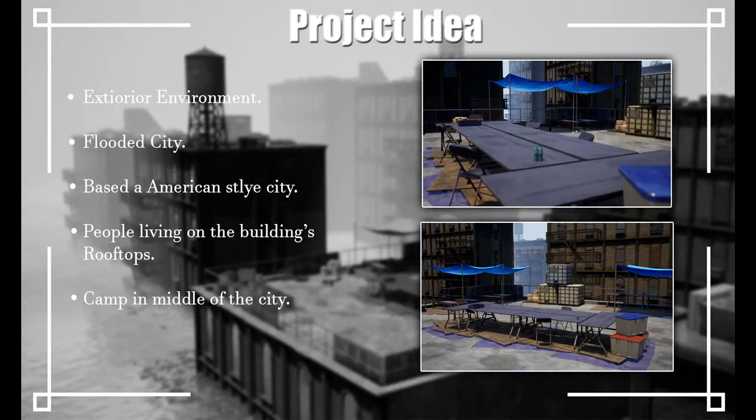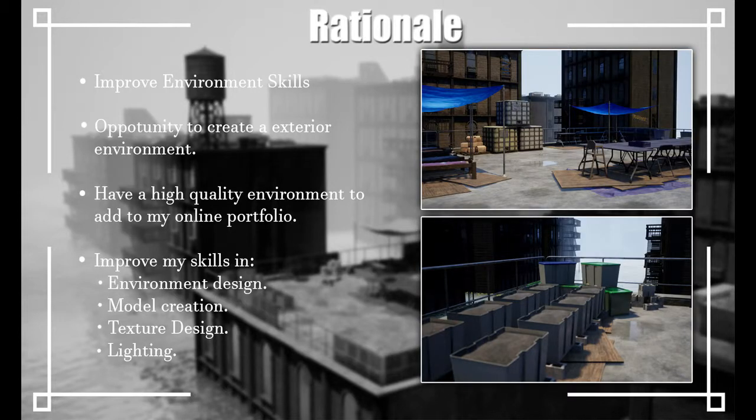In this screencast, I'll be going through the design process of my project. For this project, I chose to create an exterior environment that is a flooded city set in the daytime. The idea behind the environment is that a flood has happened and forced people to live on the roofs of the buildings. Each building is designed around a New York style building. The main element of my environment is the camp on top of one of the building roofs, which a group of people have been using to survive.